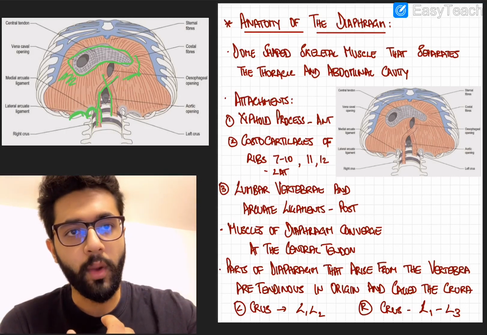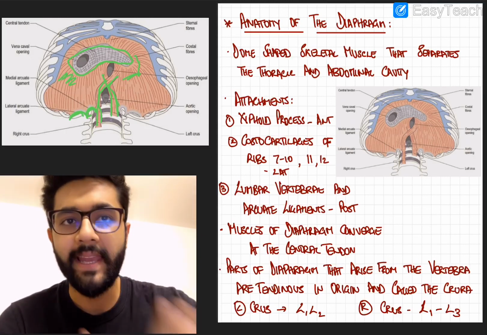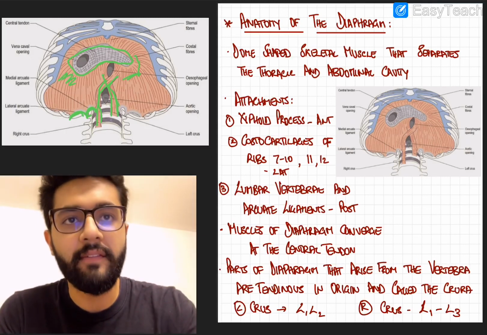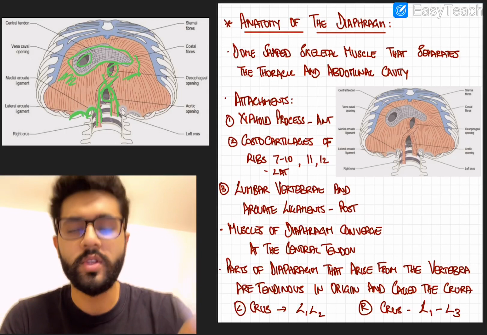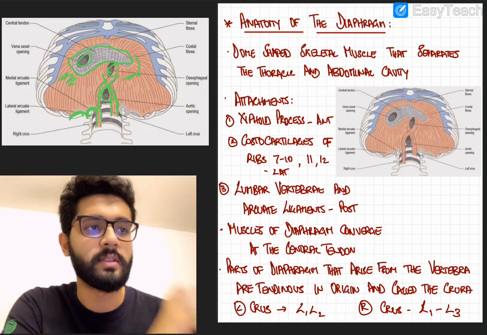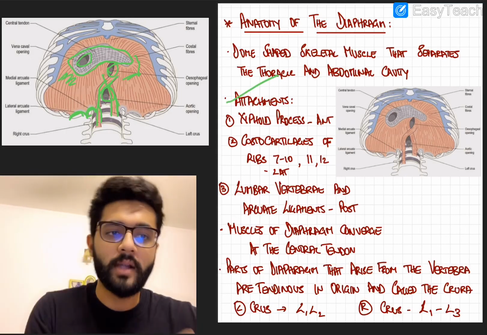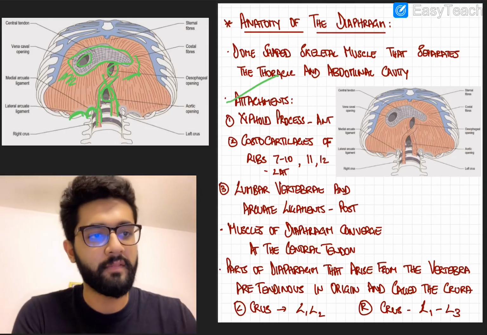You have one crus on the right side called the right crus, and one on the left side called the left crus. Over and above this, the diaphragm has 3 major openings which are very high yield, and we'll talk about them in good detail in the later half of this discussion. So far we've discussed the attachments and the parts of the diaphragm in a very brief manner.